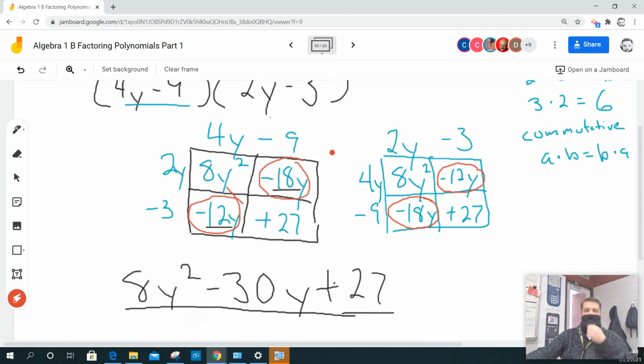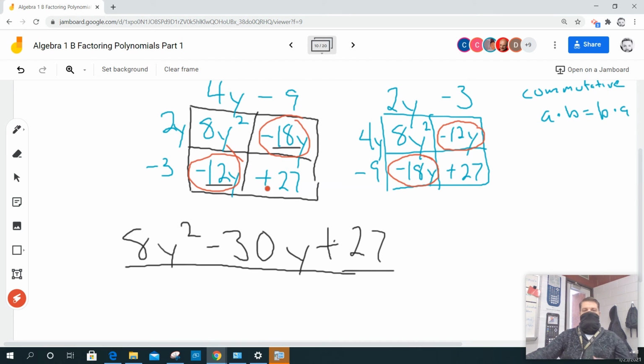So now let's combine like terms, though, and find out what the final answer is. So 8y squared, there's only one y squared, so I just write that down. Now, y to the first degree, I've got negative 18y and negative 12y, so there's two terms here. Negative 18 plus negative 12 adds up to negative 30, so I get negative 30y, and then we just have positive 27 all by its lonesome.